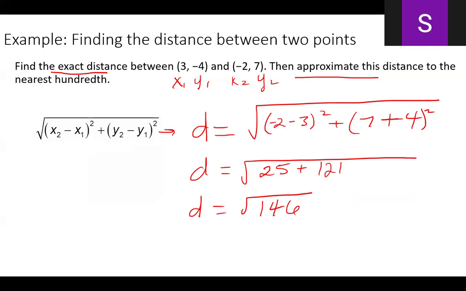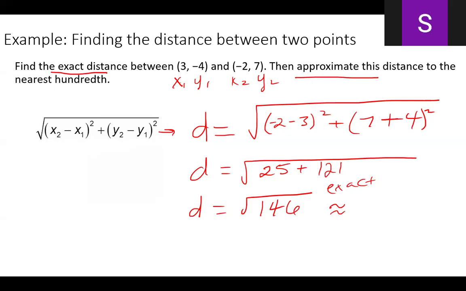Okay. When you look at 146, 146 can only be broken down to be 73 times 2, right? 73 and 2 are both prime numbers. So this would be my exact answer. I cannot break this number down. I cannot simplify it because it breaks down to that. So this is your exact. So when it says exact, this is what it means. I can't simplify. I can't go any further. That's my exact.